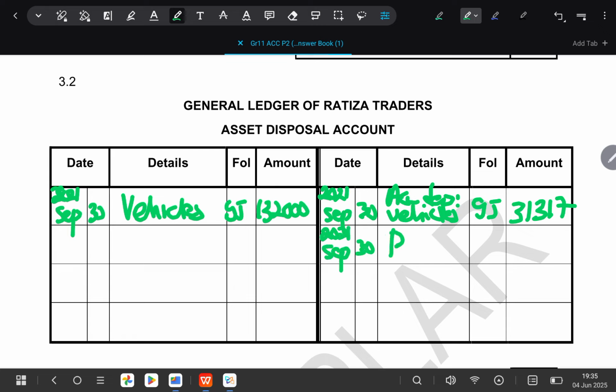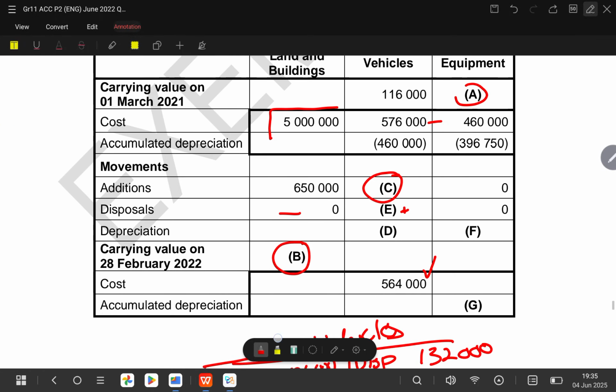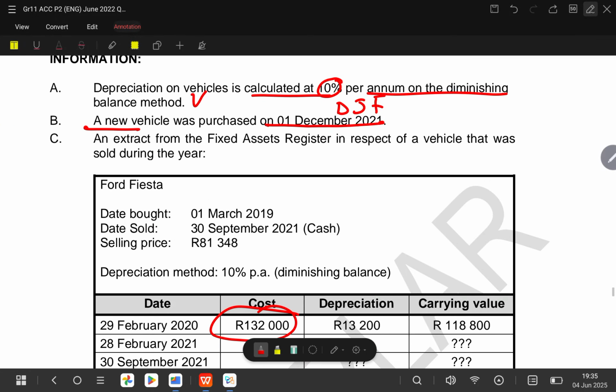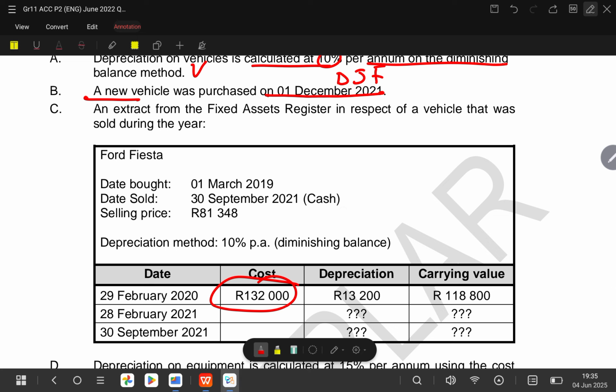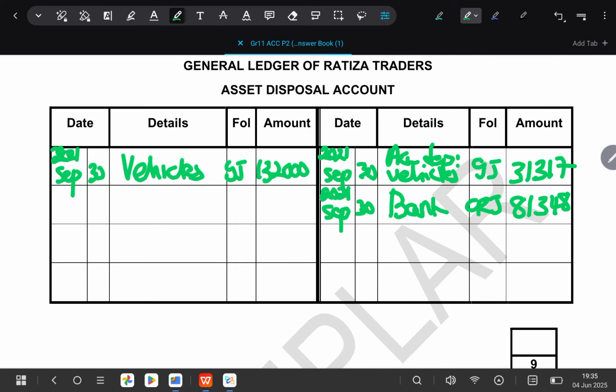They said it was sold for cash, so you'd have your bank here, and then CRJ, you check how much it was sold for. Our information shows us that it was sold for 81,348. Okay, and then the difference here, if you add these two sides, they are not the same. You need to check which side is the biggest.